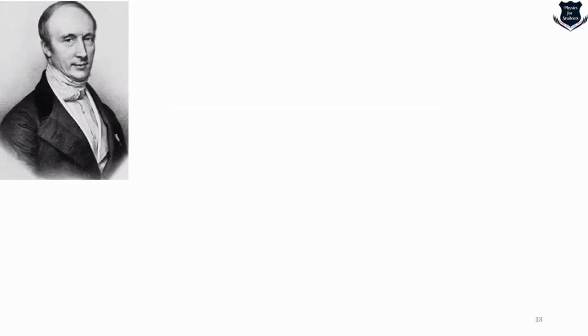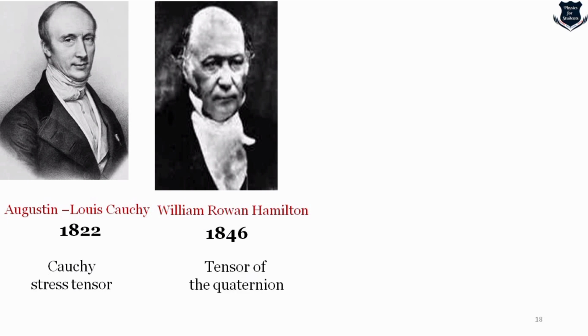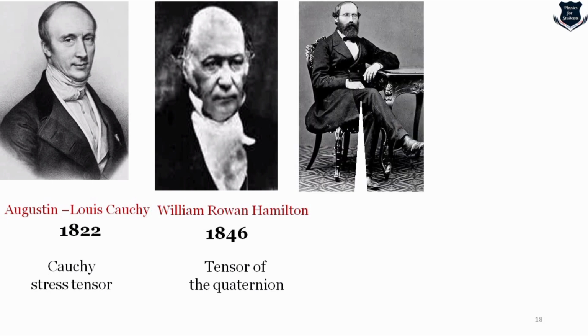Okay, so first what we see is this gentleman, Augustin Louis Cauchy, who in 1822 introduced the Cauchy stress tensor in continuum mechanics. The Cauchy stress tensor is used for stress analysis of material bodies experiencing a certain amount of deformation. Then in 1846, this gentleman, William Rowan Hamilton, introduced the concept of tensors of the quaternion. Don't worry, we will look into Rowan Hamilton's original paper which cited the usage of tensor.